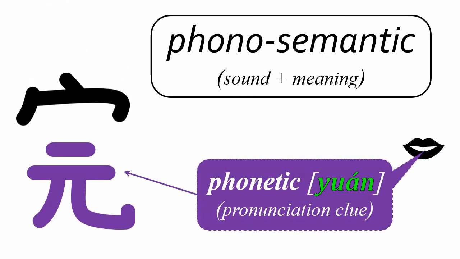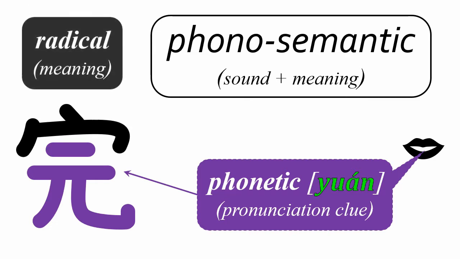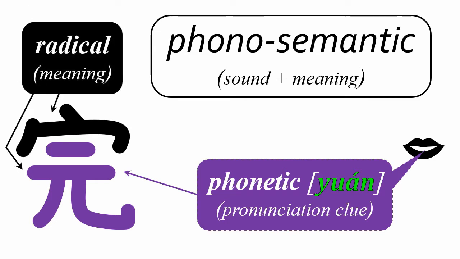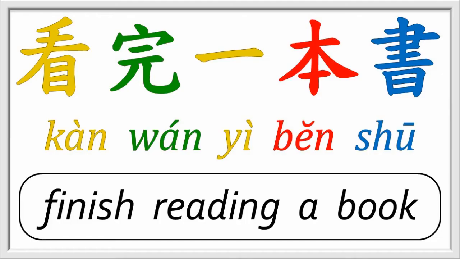When the roof has been added, the hut is now complete. So this character wan means finished or complete, especially useful after verbs to show the action has finished. For example, to finish reading a book would be 看完一本书.